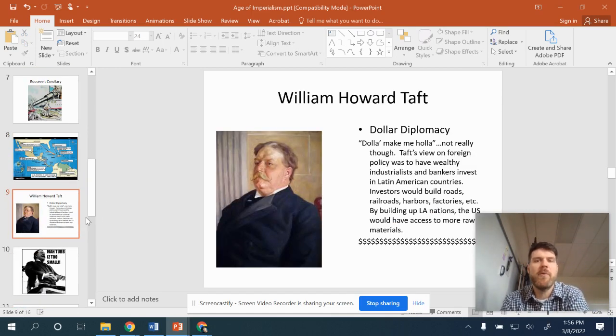Okay, so William Howard Taft, his imperialist policy is known as dollar diplomacy. So basically, instead of using the military, Taft is going to use the industrialists, the banking industry, and sort of invest in Latin America. So he's basically saying the more we can invest in Latin American, South American countries, the more we're going to get out of it. So he's looking to build roads, develop infrastructure, railroads, harbors, factories, open up new businesses and whatnot in those countries. In return, we're going to see those profits trickle back into the United States.